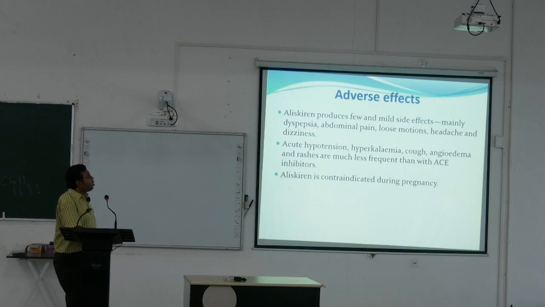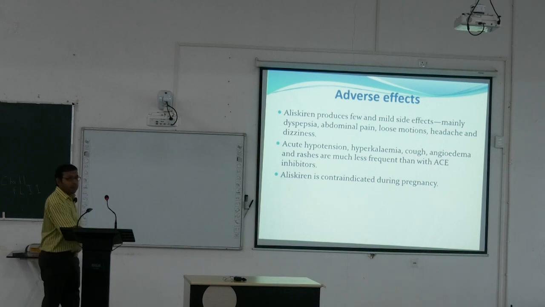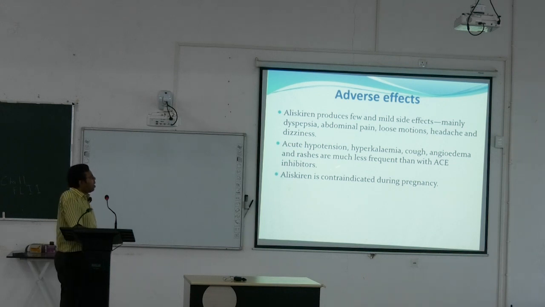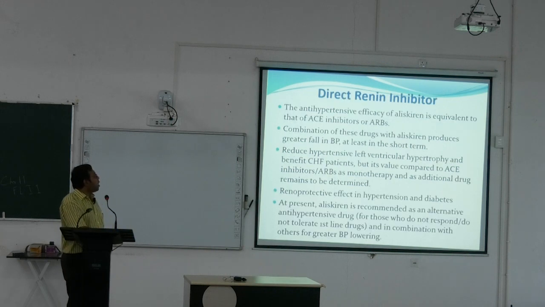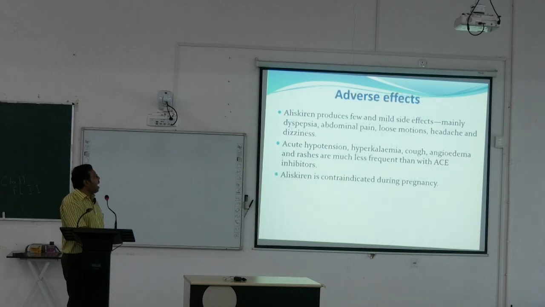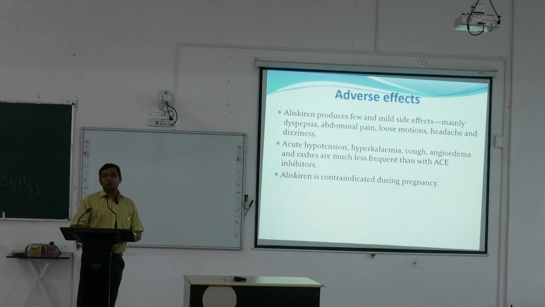There may be dyspepsia, abdominal pain, loose motion, headache and dizziness. Acute hypotension, hyperkalemia, cough and angioedema are less frequent. But the problem is hypotension happens in many of the cases, and aliskiren is also contraindicated during pregnancy. So, this is about aliskiren and different other agents that ultimately act on the renin angiotensin aldosterone mechanism. So, thank you. Any question?